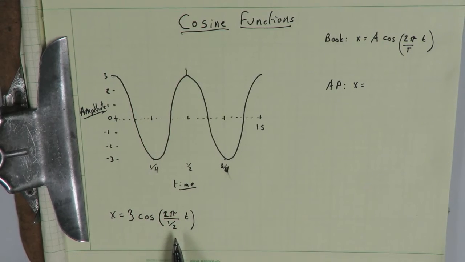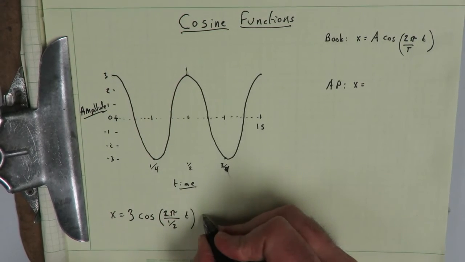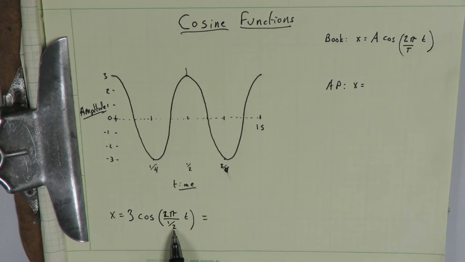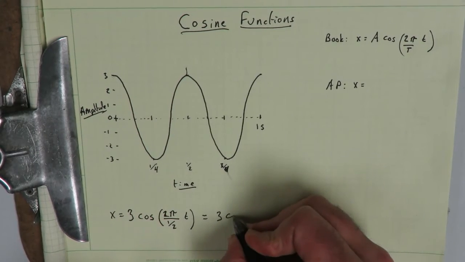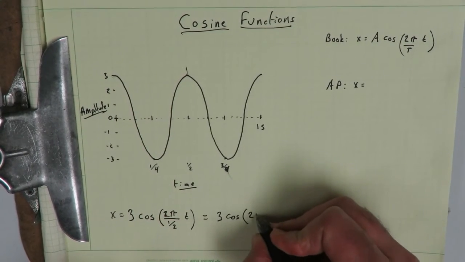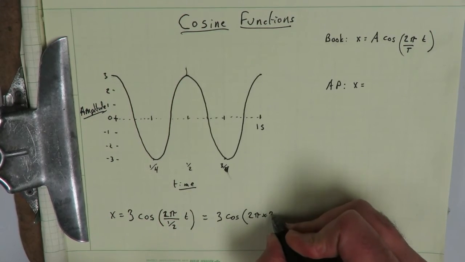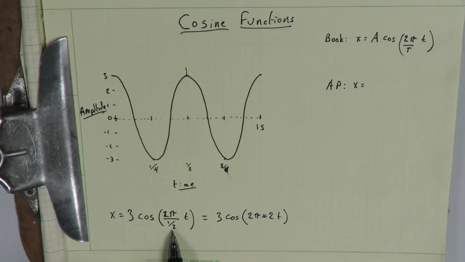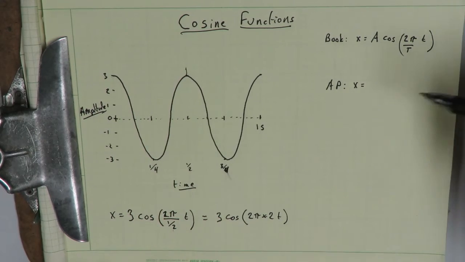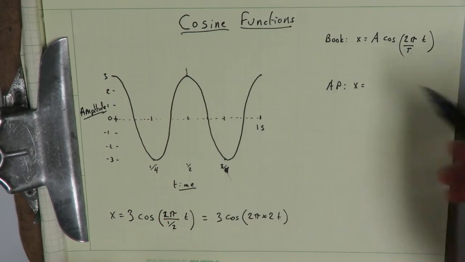Now this is a little bit convoluted, so we can simplify it a little bit. If we're dividing by a half, that is the same as multiplying by 2. So this is equal to 3 cosine 2 pi times 2 times little t. Right? So we took the 1/2, we divided by a half, and it's easier to simplify it to multiplying by 2. Now, this is a good time to pause this process just for a moment and look at how AP presents this same equation. This is not a non sequitur. These actually go together very well.